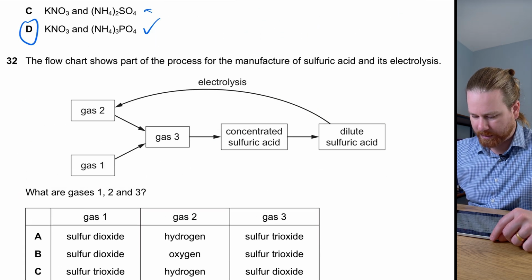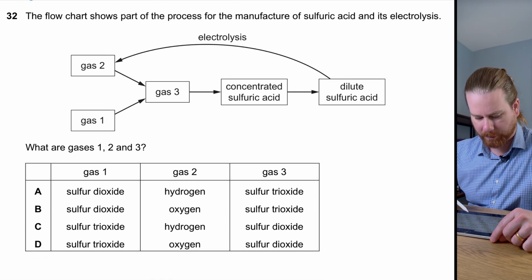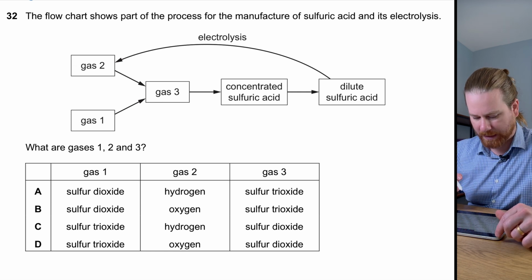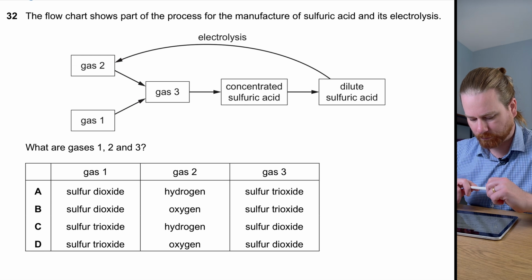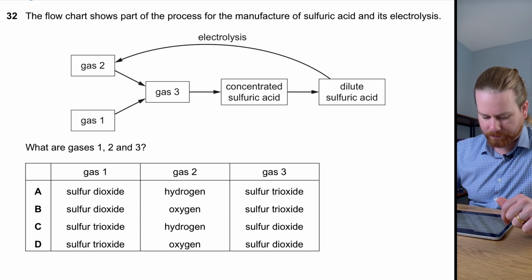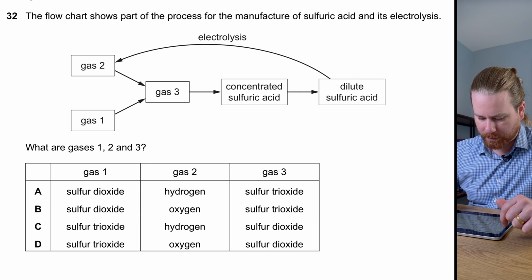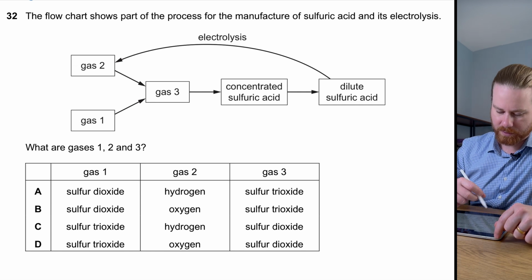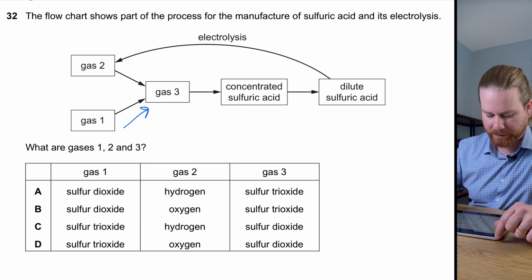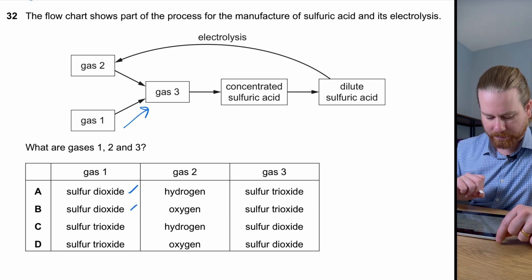Okay, we've got the process of sulfuric acid and its electrolysis. Okay, very good. What are gases 1, 2, and 3? Well, gas 1 has to be sulfur dioxide, because sulfur dioxide is reactive with oxygen to give you the sulfur trioxide. So it has to be A or B.